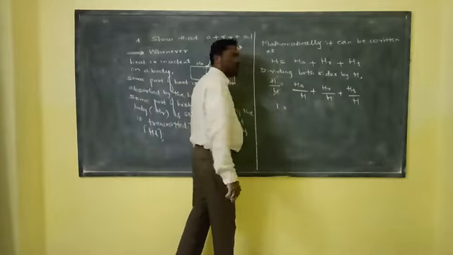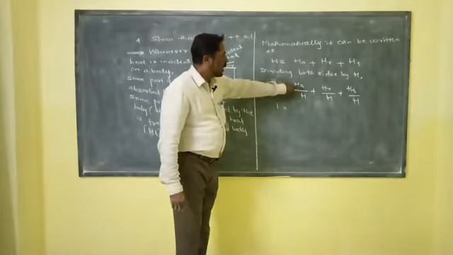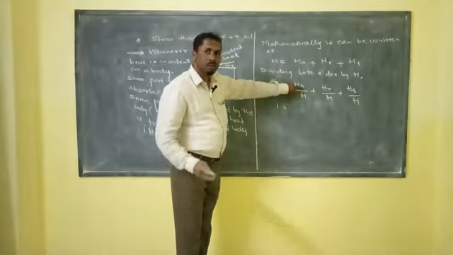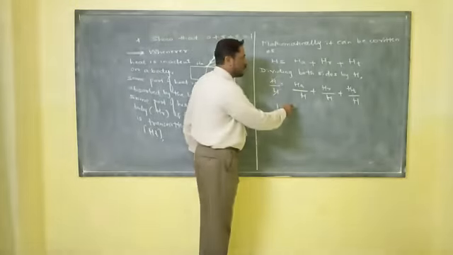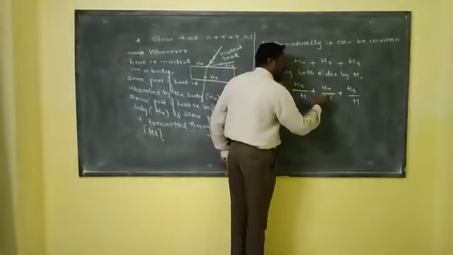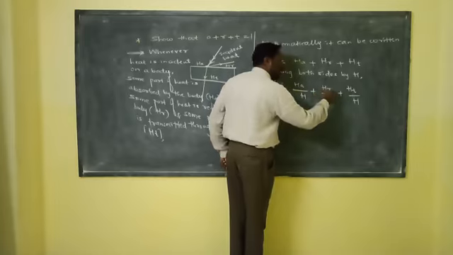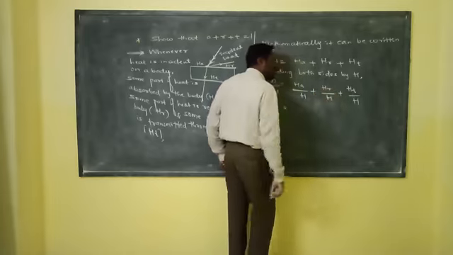What is this? It is the ratio of amount of heat absorbed by the body to the total amount of heat incident upon it, plus this is the ratio of amount of heat reflected by the body to the total amount of heat incident upon it.